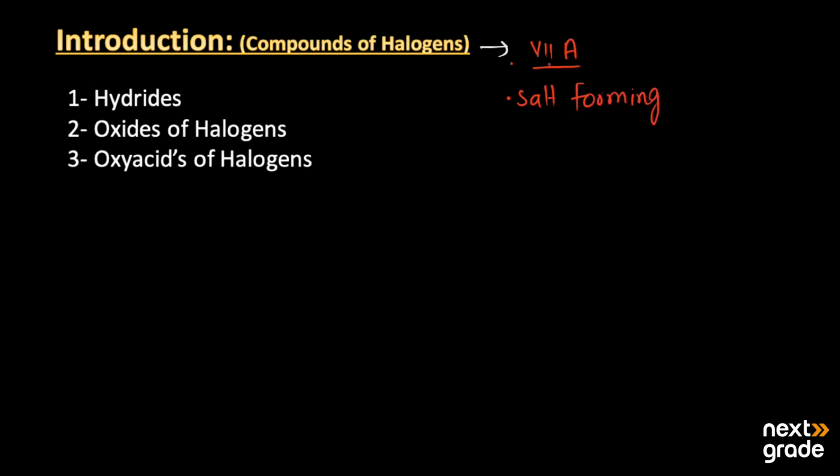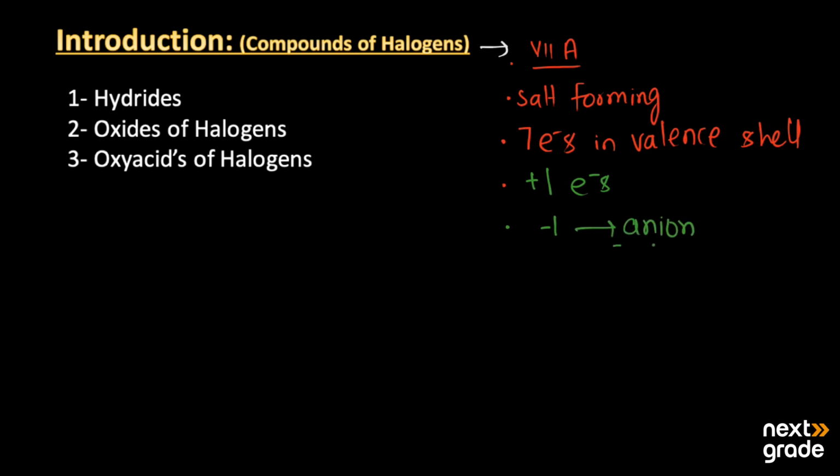As they belong to group 7, it means they contain 7 electrons in their valence shell, and to gain the nearest electronic configuration of the noble gas, they require one more electron in their valence shell. After gaining this electron, they acquire the charge -1 and change into anions, that is, negatively charged ions.